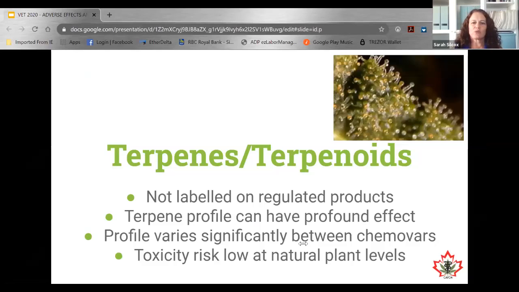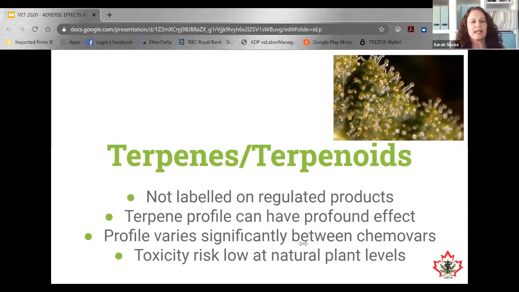So let's just take a really quick look at terpenes and terpenoids as well. These are considered the essential oils of the cannabis plant. And although terpenes are found in low levels in the plant, they can still have profound effects. Unfortunately, we don't usually know the terpene profile of the products our clients are using. The types and amounts of terpenes found in a given plant can vary significantly depending on the genetics, the growing conditions, the harvesting, the processing, and the storage of those products.